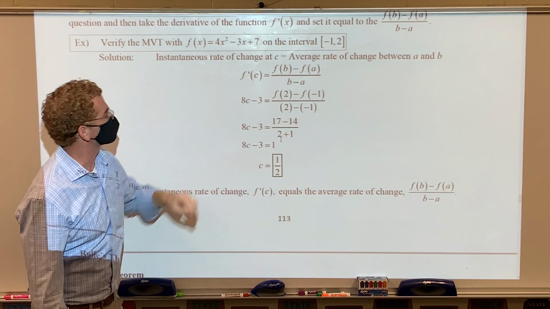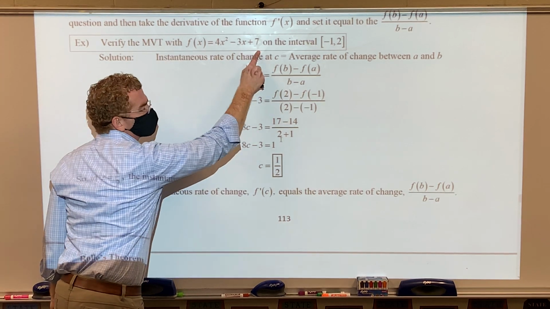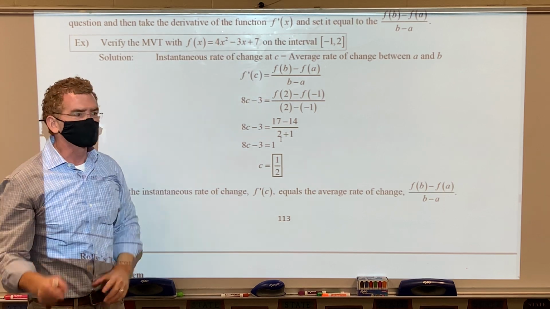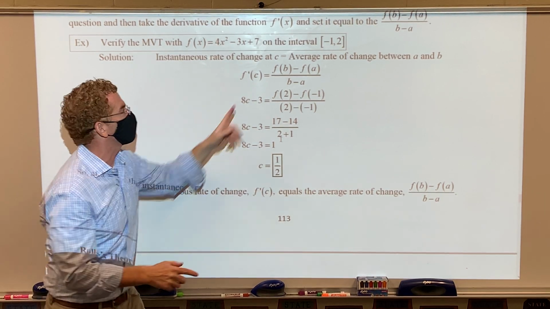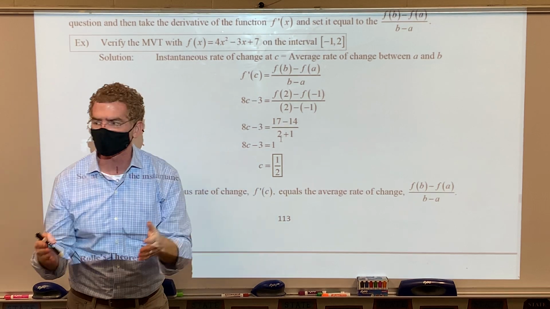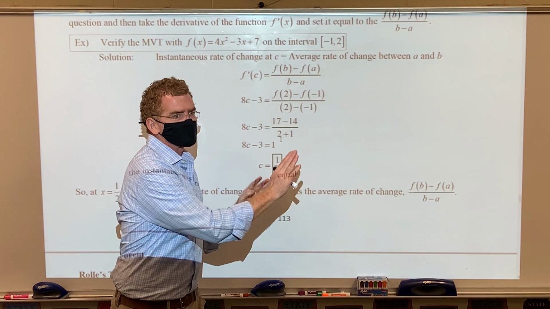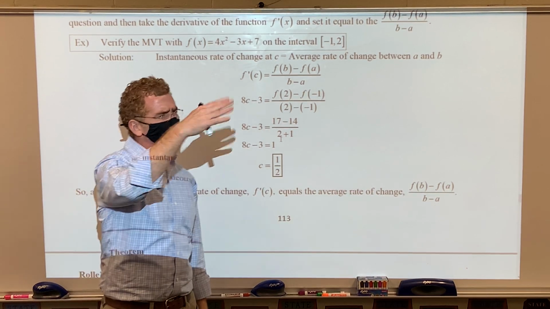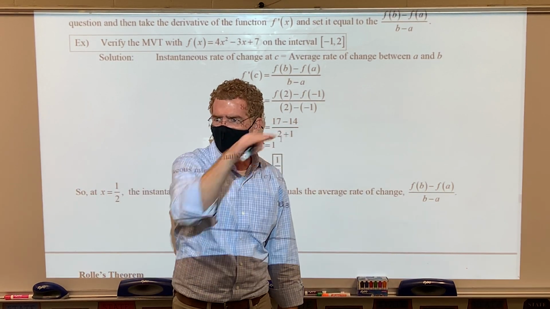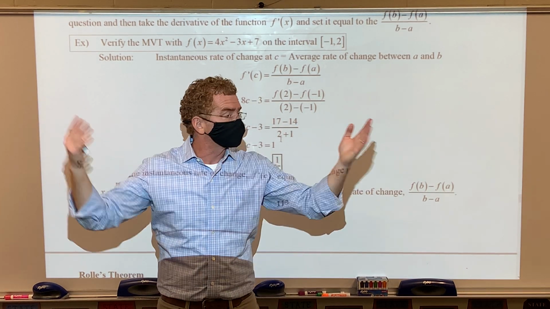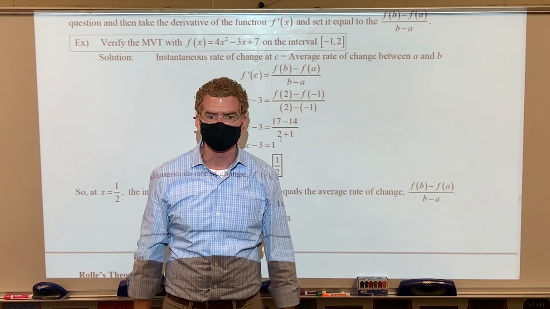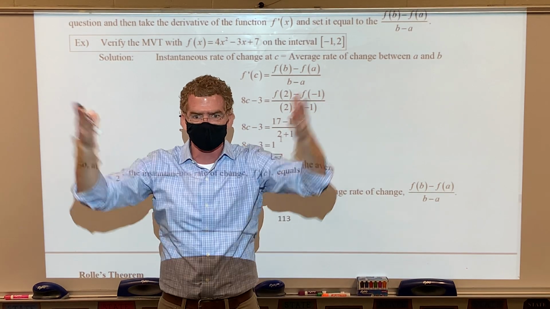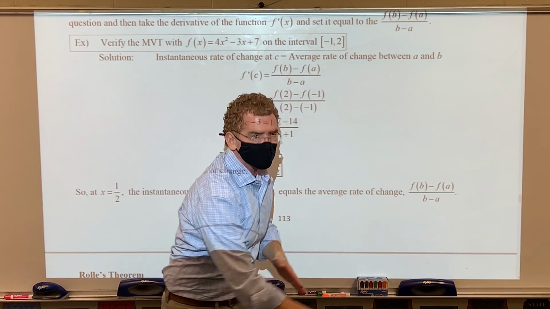But this says, verify the mean value theorem. So I verified it because I said, all right, do I have a function that's continuous on the closed interval? Yes, all polynomials are continuous. Do I have a function that's differentiable on the open interval -1 to 2? Yes, because polynomials are always differentiable, because they don't have cusps on them. They don't go vertical. By the way, where do you see cusps anyway? Maybe piecewise functions or fractional exponents. That's when you see weird stuff like this going, cusp. Remember the x to the 2/3 graph? Remember the x to the 1/3 graph?